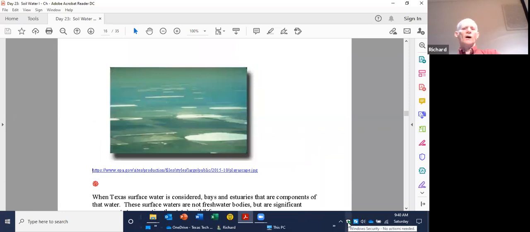Here's a picture of the Southern High Plains with some playas. And again, there are about 1,006 playa lakes in the county of Lubbock. They are ephemeral. They have water only when it rains.